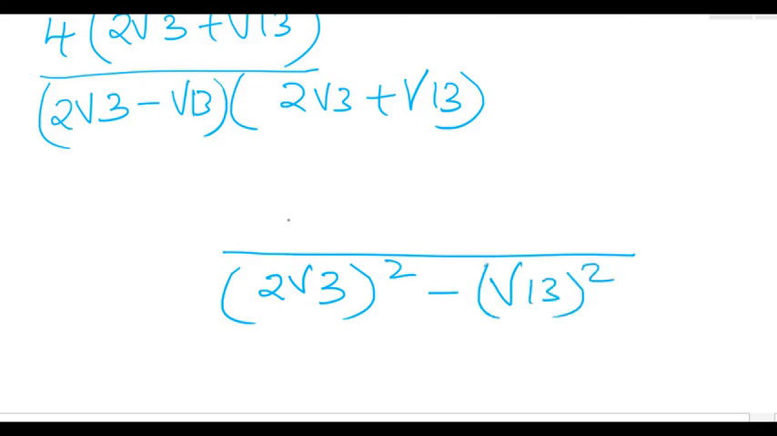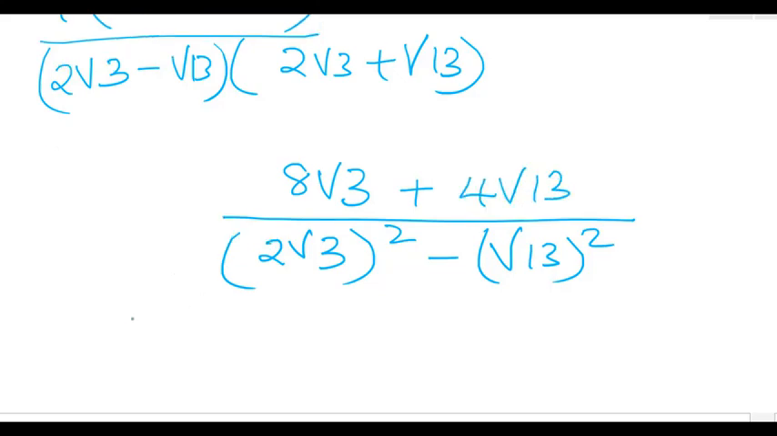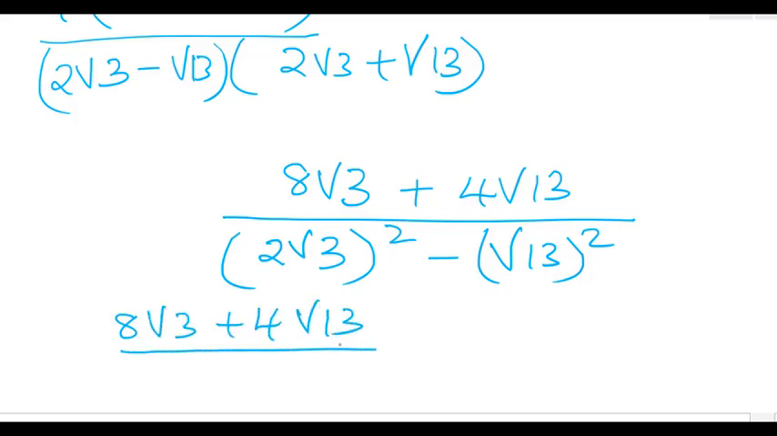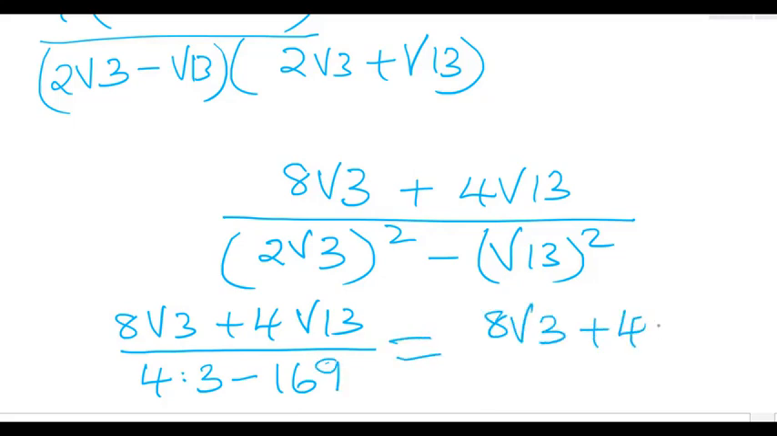while the numerator reduces to 8 root 3 plus 4 root of 13, which further simplifies to, the numerator remains 8 root of 3 plus 4 root of 13, whereas the denominator reduces to 4 multiplied by 3 minus 169, which is the same as 8 root 3 plus 4 root 13 over minus 157.